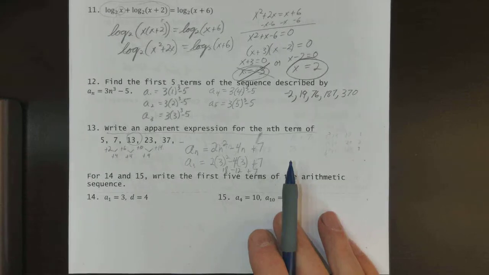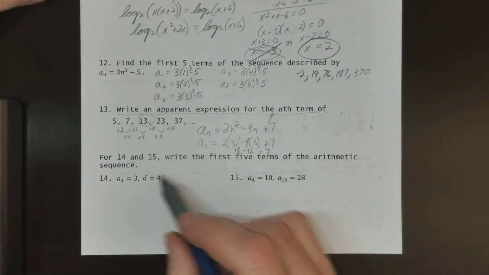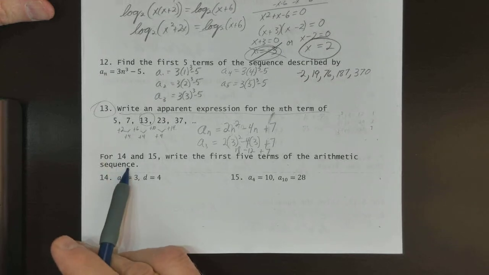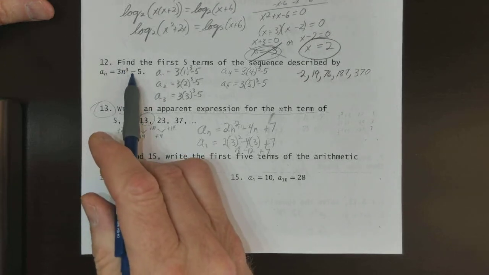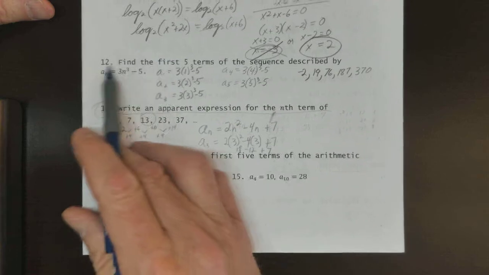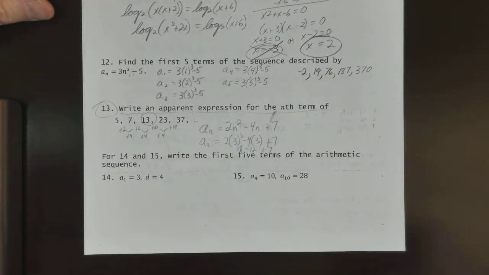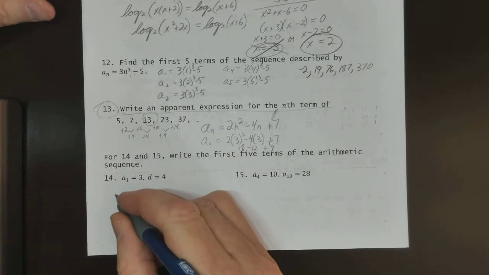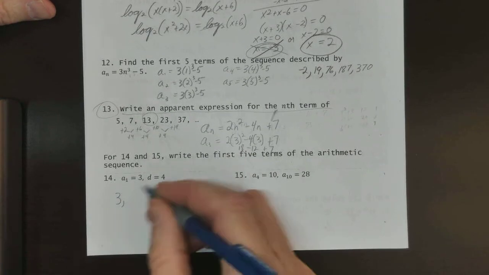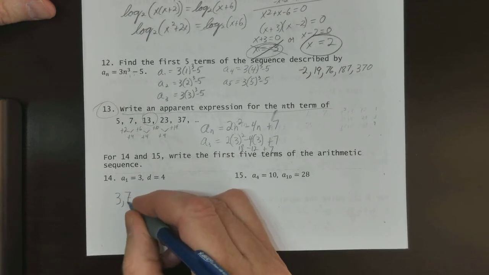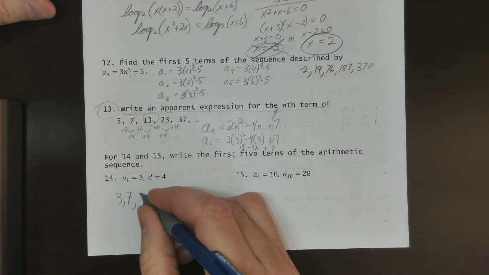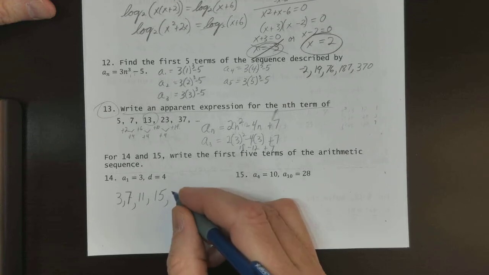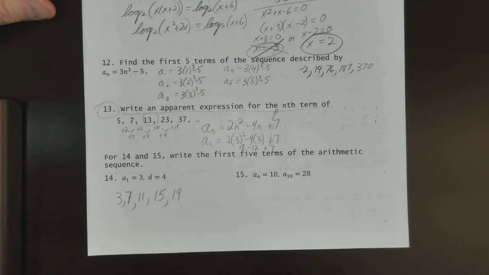All right, but that is not going to be on the test because we have only really dealt with arithmetic sequences, although I think we could do something like this, just given a rule and find the terms. All right, first 5 terms of an arithmetic sequence. A1 is 3. D is 4, so let's just go up by 4. 3 plus 4 is 7. 7 plus 4 is 11. 11 plus 4 is 15. 15 plus 4 is 19.